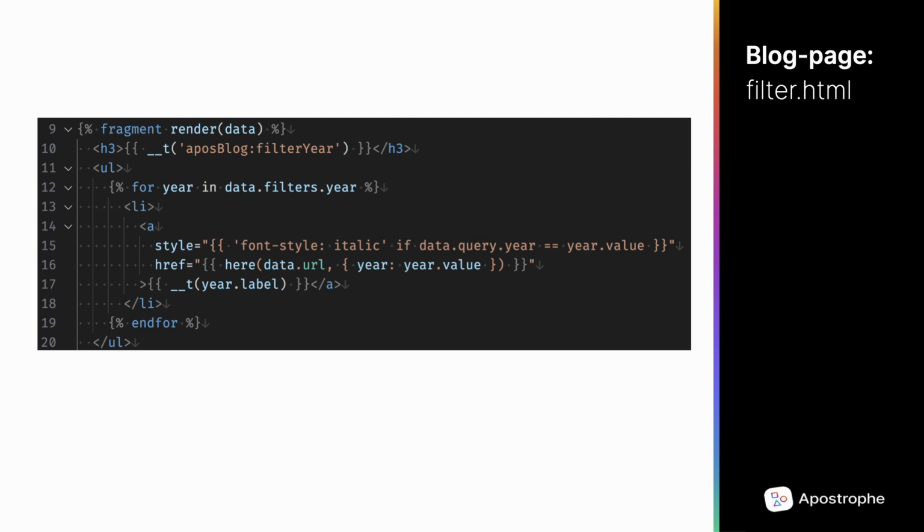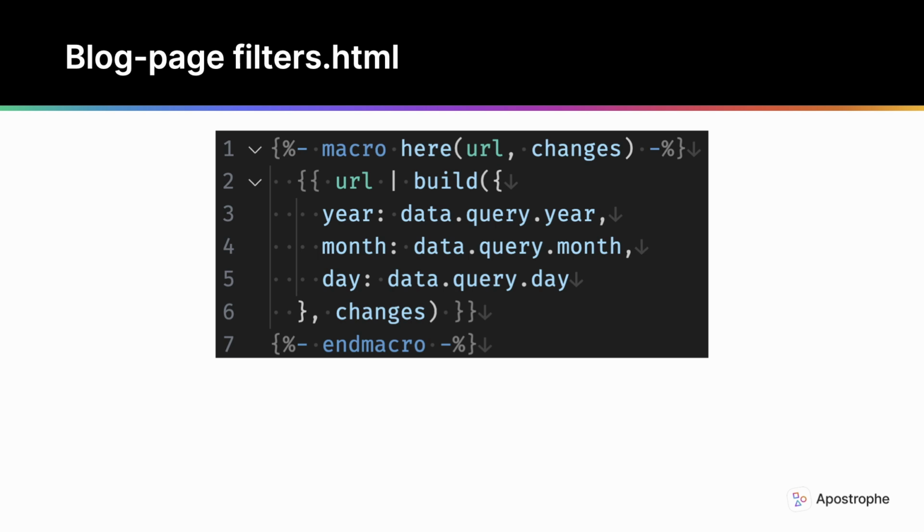The href attribute for the hyperlink is set using a macro called here that is defined at the top of the file. In nunjucks, macros act like methods, taking multiple arguments and returning some value. In this case, the macro takes the current page URL as the first argument, and an object containing the date, either year, month, or day, as the second. It uses these values to create a new URL by piping the current URL into the build filter. The build filter then appends the data from the passed object to the URL as query parameters. You can read more about the build filter in the nunjucks documentation. This then gets passed back to the hyperlink.